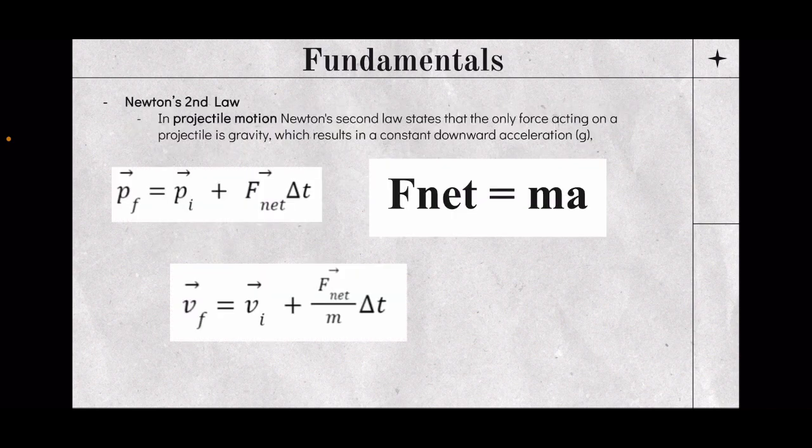Some fundamentals going into this lab is that we're using Newton's second law. For projectile motion, this law states that the only force acting on a projectile is gravity, which results in a constant downward acceleration g. The equations we would use for this lab are, one, F net equals ma, which means that the net force equals mass times acceleration. And then we would use both the velocity update, which is final velocity equals initial velocity plus the net force divided by the mass times change in time, and the position update, which is final position equals initial position plus the net force times change in time.